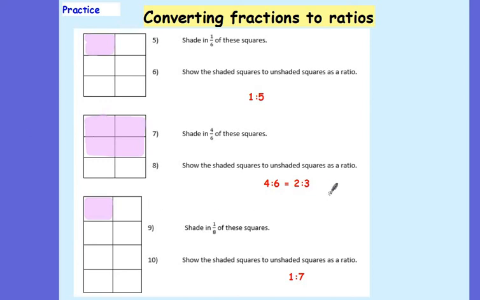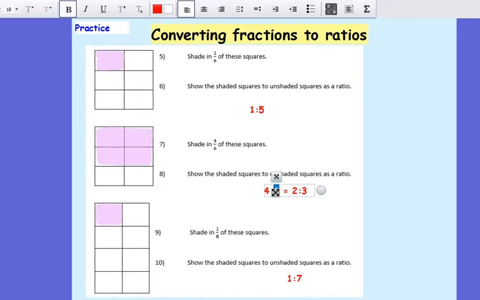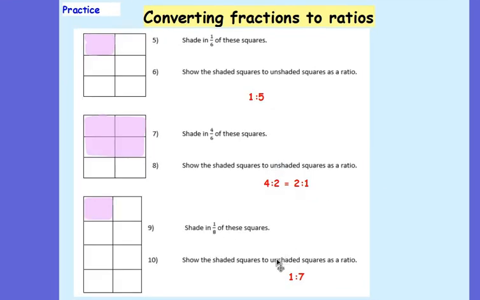Notice that for the second one, you needed to simplify your ratio. In fact, for the second one, I've got that wrong. Sorry. That should be 4 to 2, which should have given you 2 to 1. Glad I spotted that.